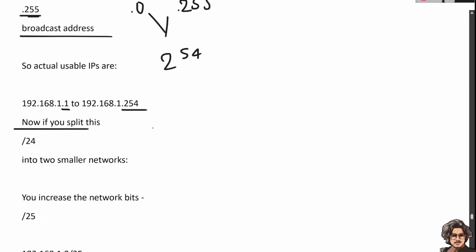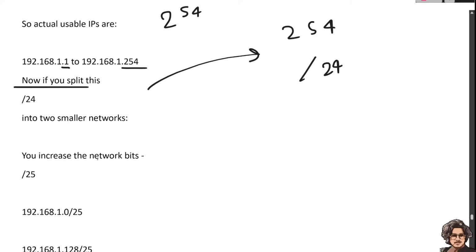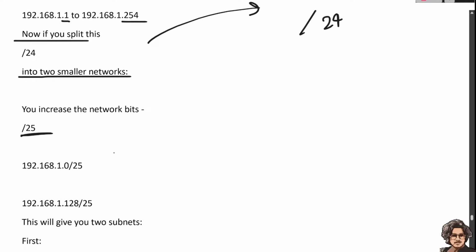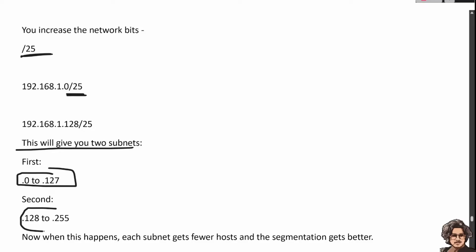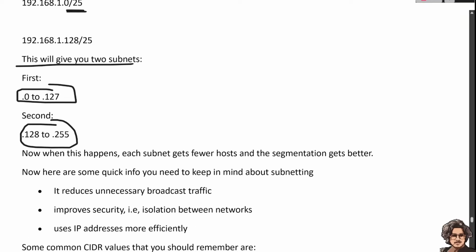Now we split this into smaller networks. You can increase the network bits by one, to /25. This gives two subnets, the first from 0 to 127 and the second from 128 onward. Each subnet gets fewer hosts, and the segmentation gets better.